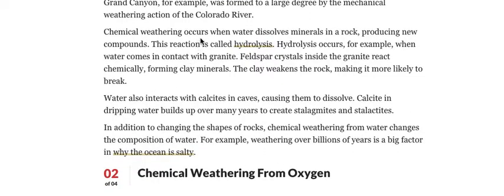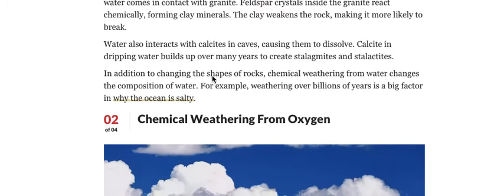Chemical weathering occurs when water dissolves minerals in a rock, producing new compounds. This reaction is called hydrolysis. Hydrolysis occurs, for example, when water comes in contact with granite. Feldspar crystals inside the granite react chemically, forming clay minerals. The clay weakens the rock, making it more likely to break.